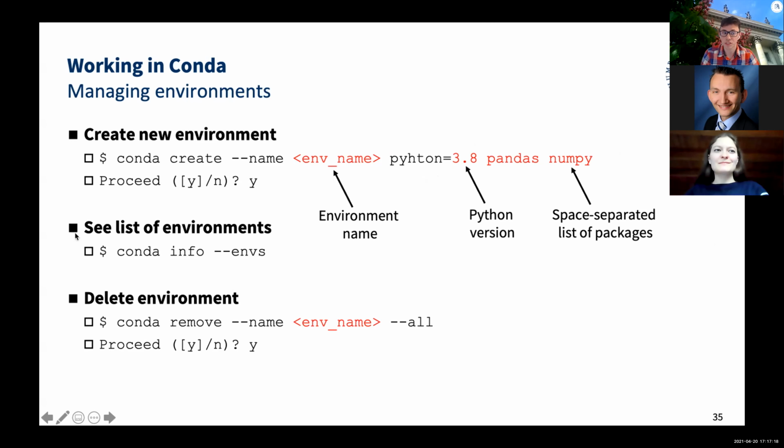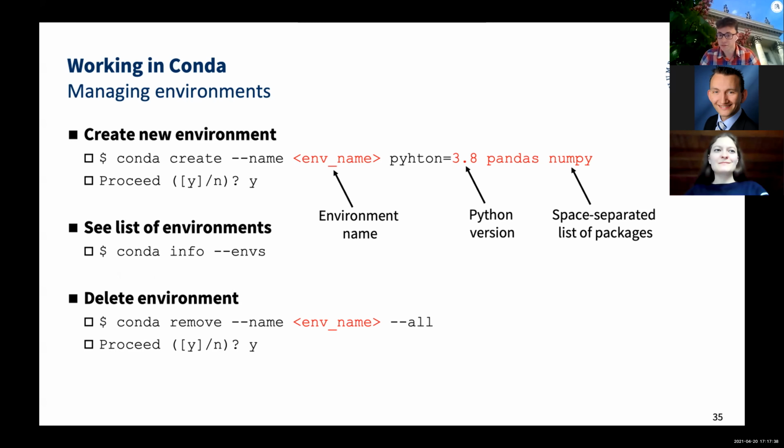In order to see the list of the environments that are already available, you can just type conda info --env and it will print you the list of environments you have already created. And of course, you can remove any environment at any point of time if you need that.